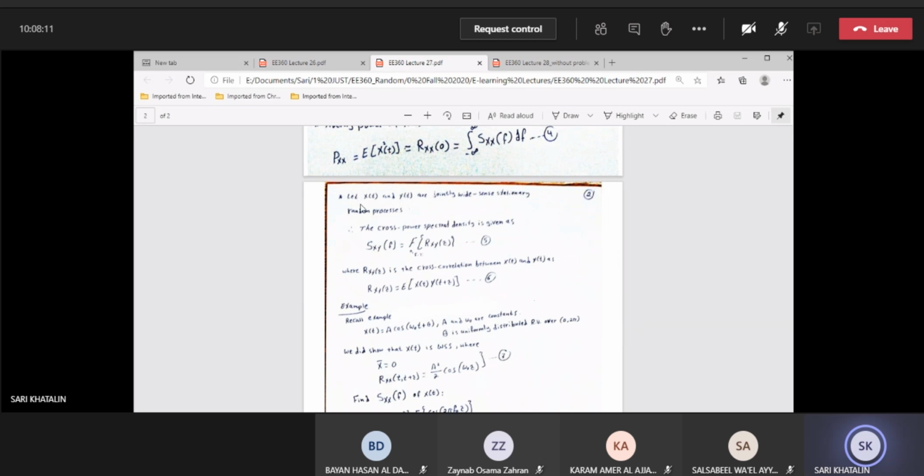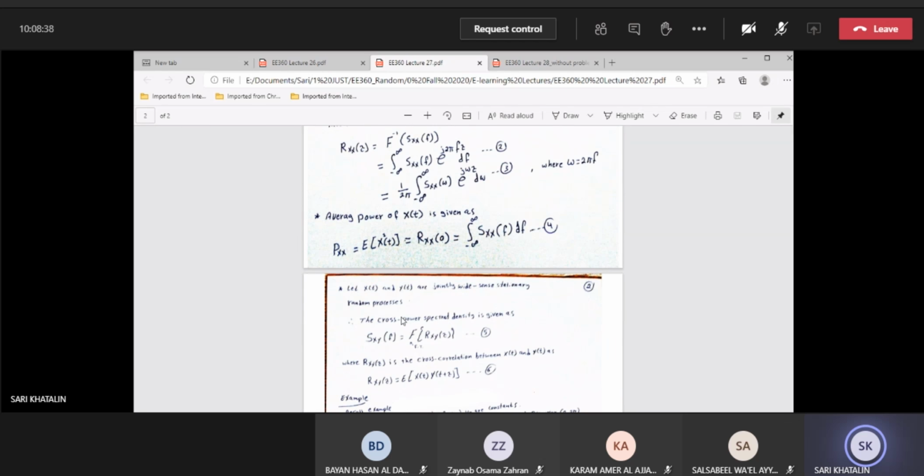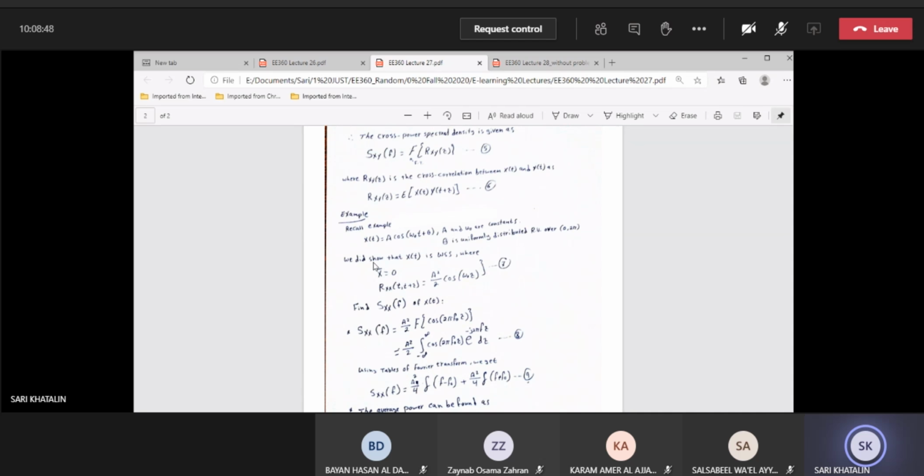Now, if we assume that we have x of t and y of t that are jointly wide-sense stationary, which means that each one of them is a wide-sense stationary random process, then the cross power spectral density between these two random processes is given by this equation, which is the same thing as this one. This one is for a single process, but this one is for two different random processes, x of t and y of t. And let's take a quick example here.